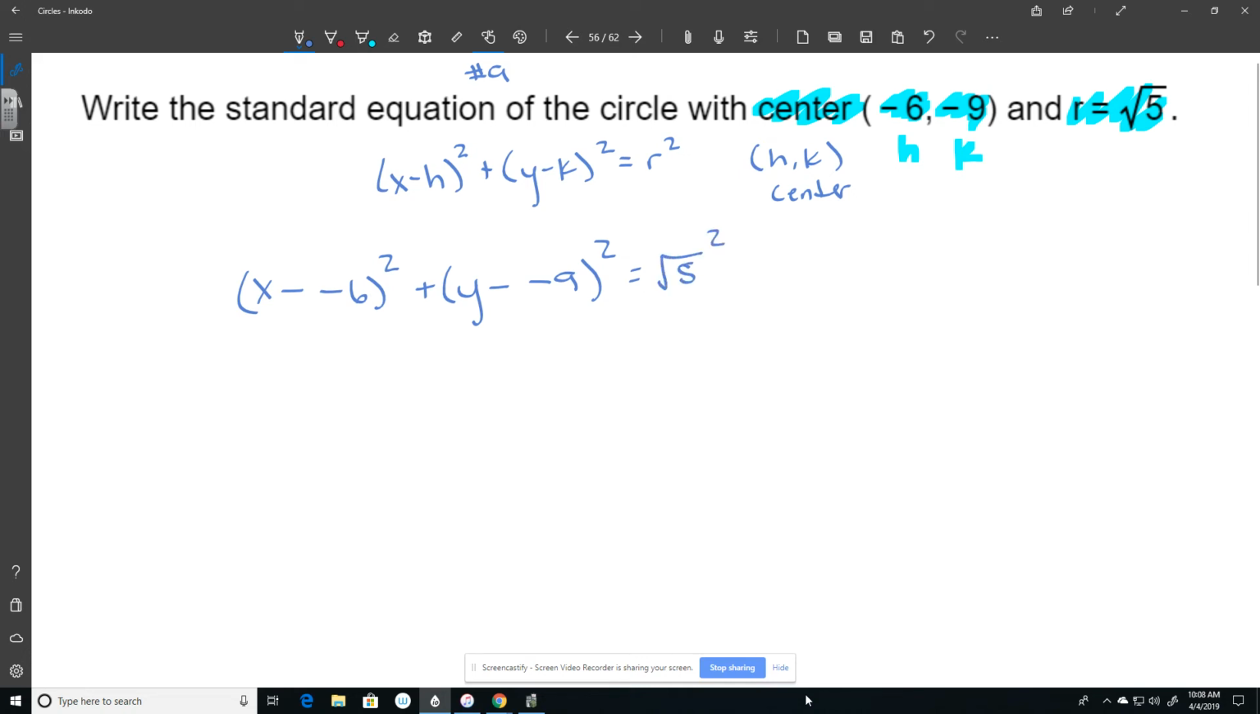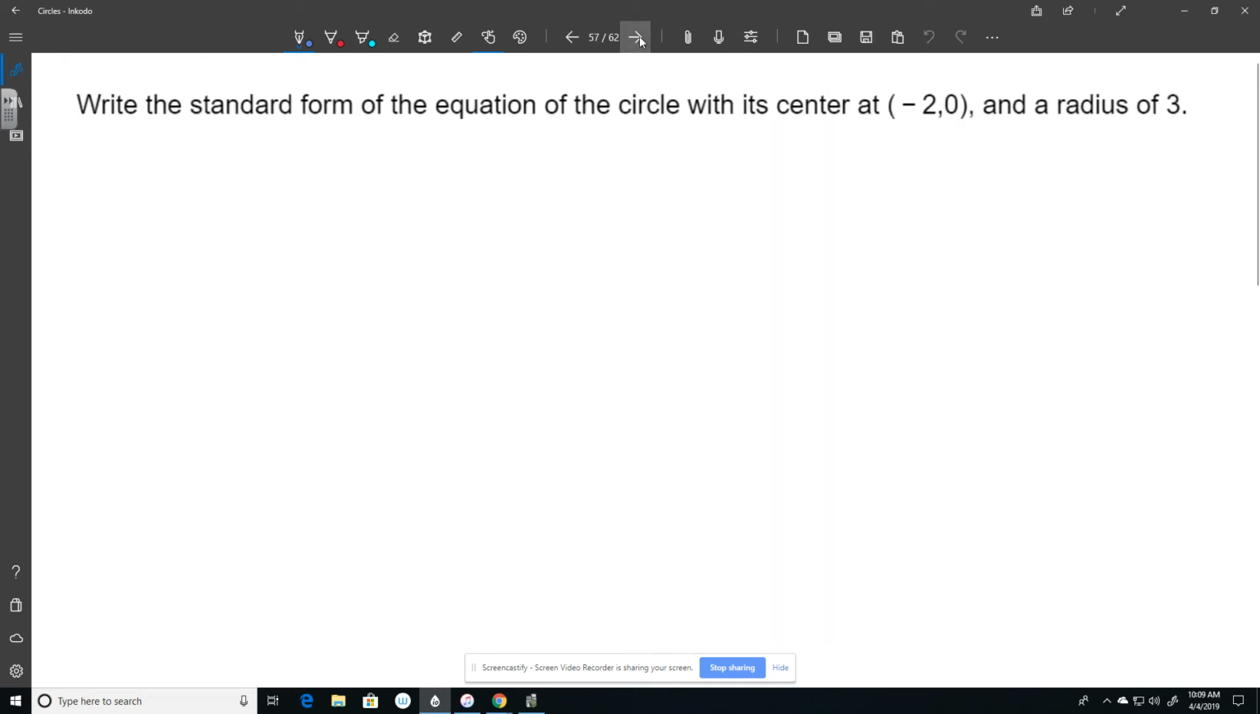So let's simplify. x minus a -6 becomes x plus 6 squared, plus y minus -9 becomes y plus 9 squared, equals the square root of 5 squared. The square root and the square cancel each other out, so all I'm left with is 5. And that will be your answer. You have to write that entire equation to get the correct answer. Okay, number 10 on the review.